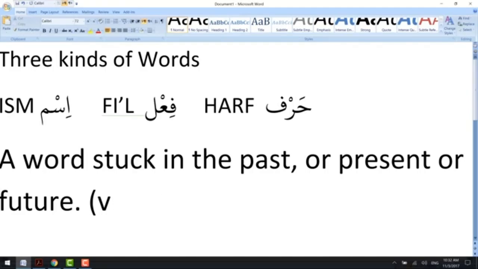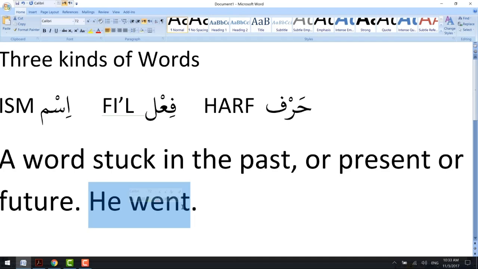But I'm not going to use the word verb, because verbs are a little bit different from fi'l in the Arabic language. If I were to give you an example, if I say he went, I would say that went is in the past, right? So that's a verb. But actually in the Arabic language, they'll merge these two together. So it's actually considered one word, he went, which is why a fi'l actually includes more in it. It's actually sometimes a complete sentence instead of just one word.